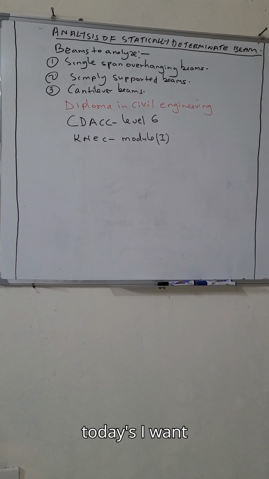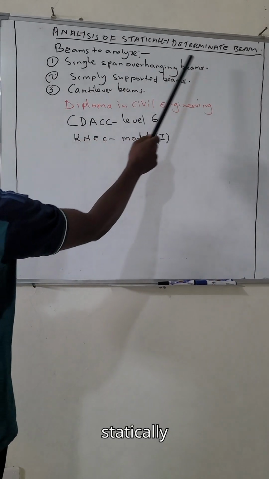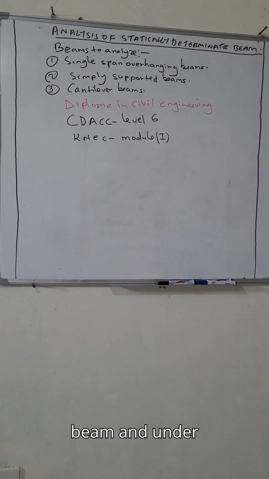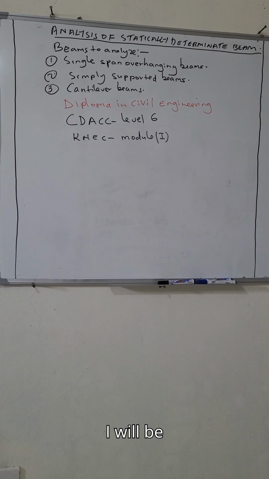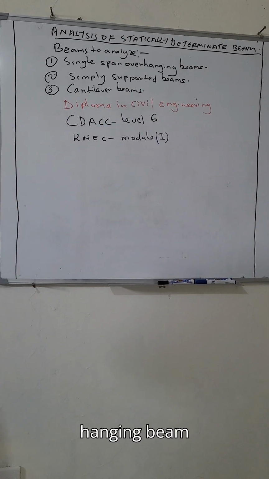So today I want to talk about the analysis of statically determinate beams, and under this subtopic I will be analyzing the following types of beams. Number one, single span overhanging beam. Number two, simply supported beams, and number three, cantilever beams.